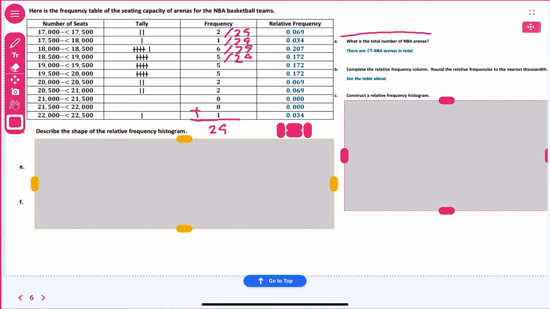Now it says construct a relative frequency histogram. We know that our intervals are going to be the number of seats here. That's going to be our X, the bottom. Now for the vertical, we're going to have to use these relative frequencies. Let's look at our highest frequency. It's 207 thousandths. So what are we going to make our intervals be of relative frequency?